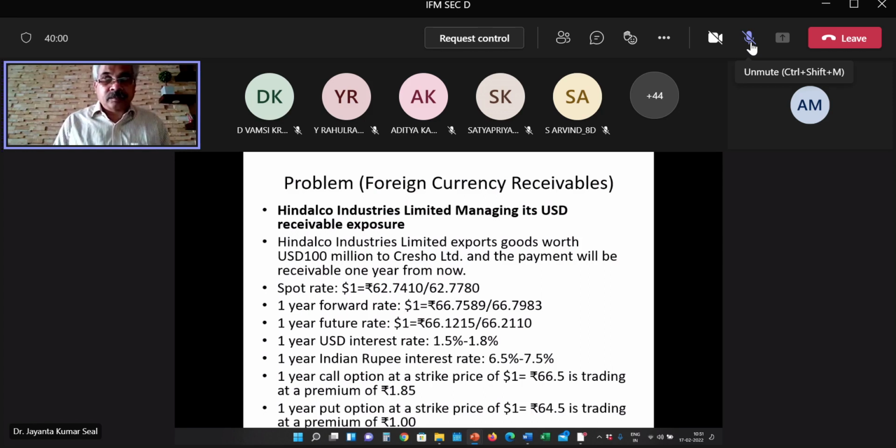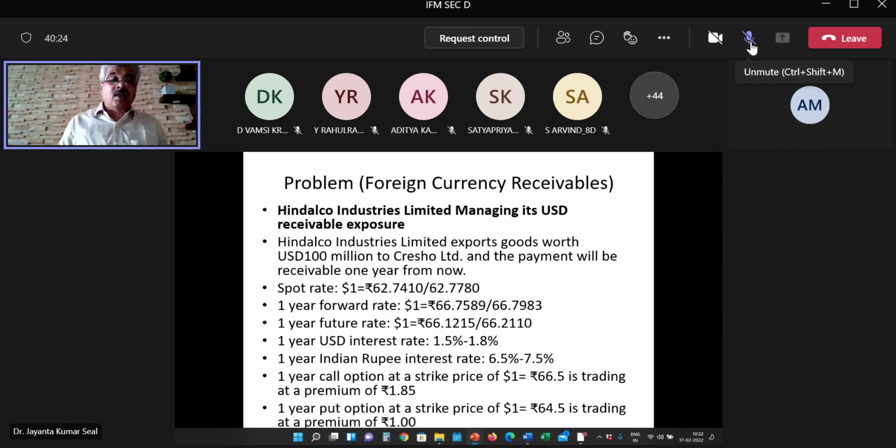One year US dollar interest rate is 1.5% to 1.8%. What does it mean? When you are borrowing US dollars, you have to pay 1.8% interest, and when you are lending, you will get 1.5% interest. Similarly for Indian rupee, if you borrow, you have to pay 7.5%. If you deposit, it is 6.5%.